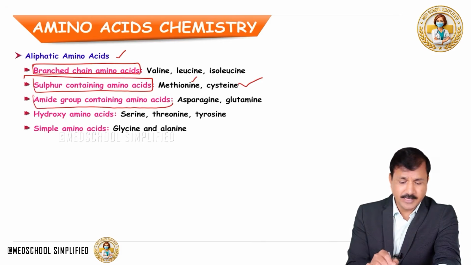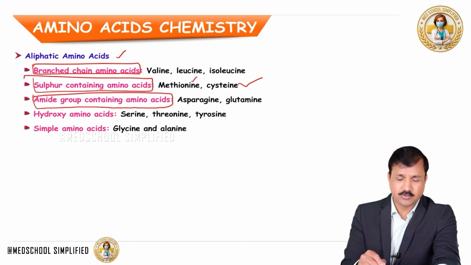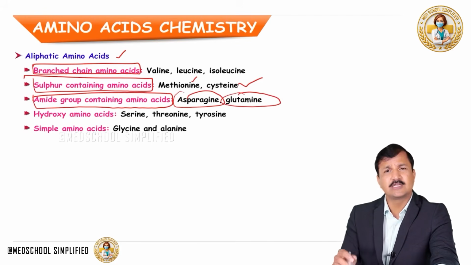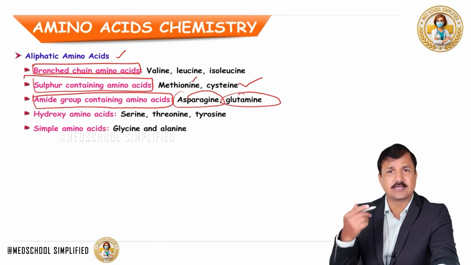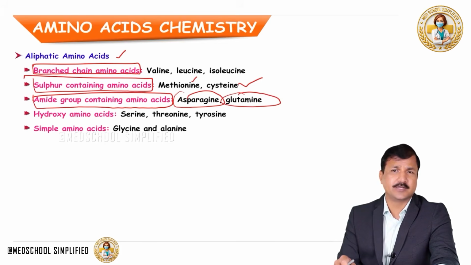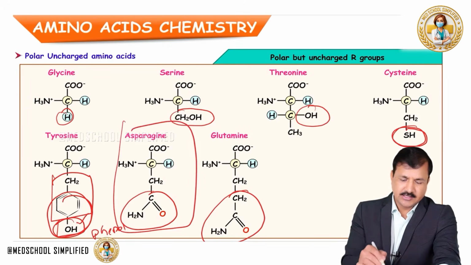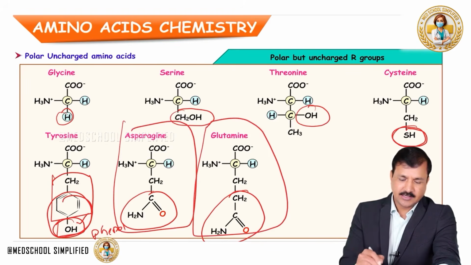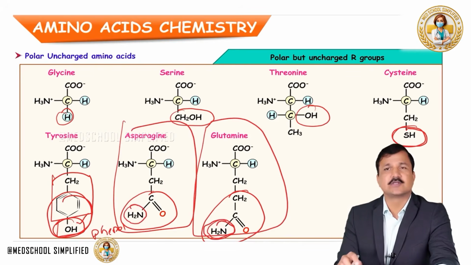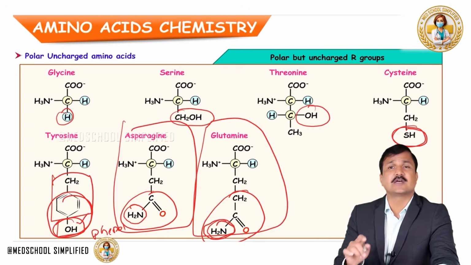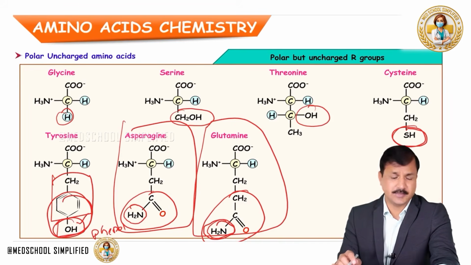Now, amide group nitrogen containing amino acids, we have two of them, asparagine and glutamine, because both asparagine and glutamine have an amide group in the side chain. Let me show you that. You look at the asparagine amino acid here, and glutamine. Look at the amide nitrogen, NH2 here. These are amide groups. That's why asparagine and glutamine are amide group containing amino acids.